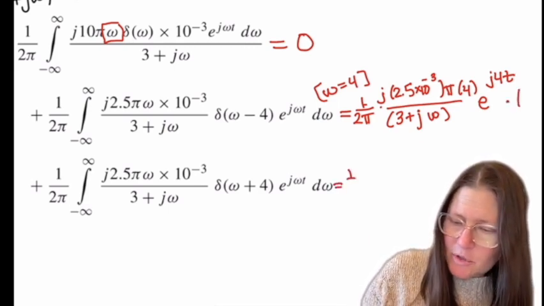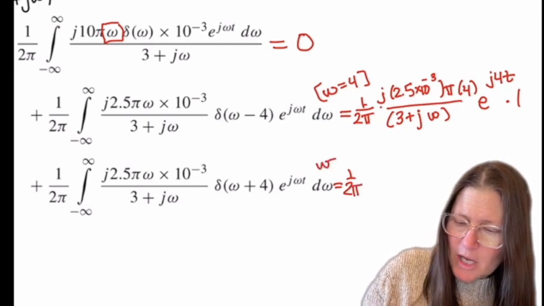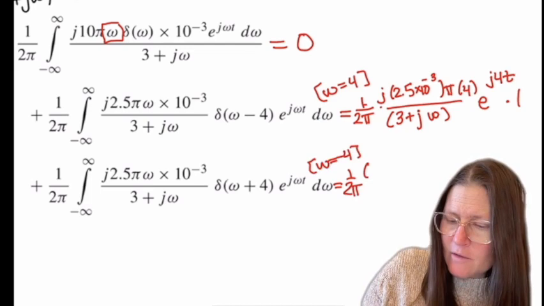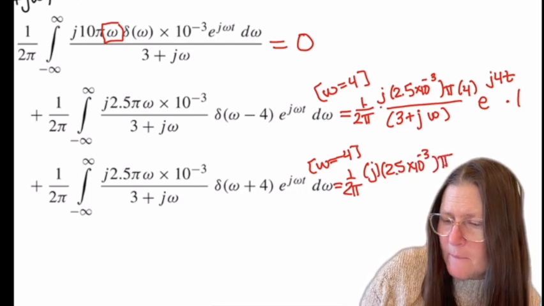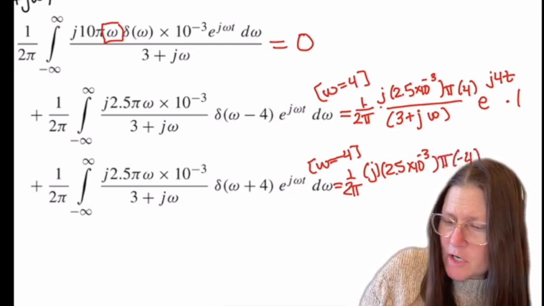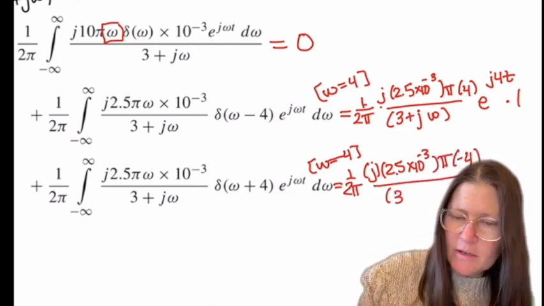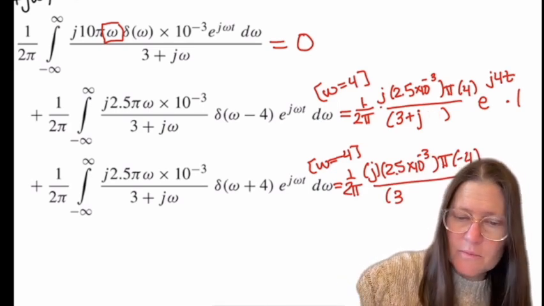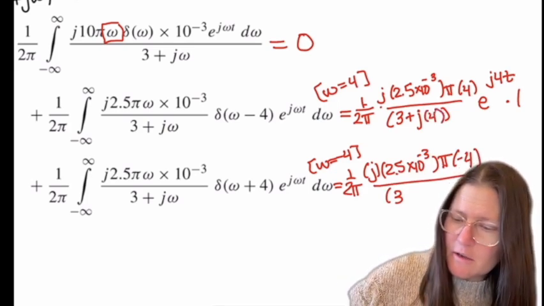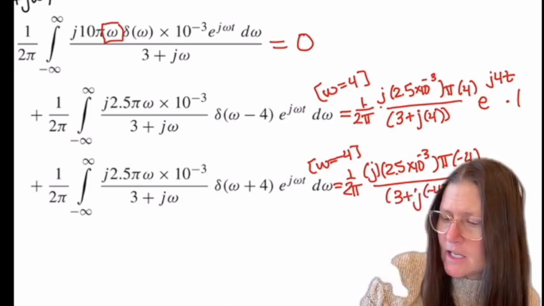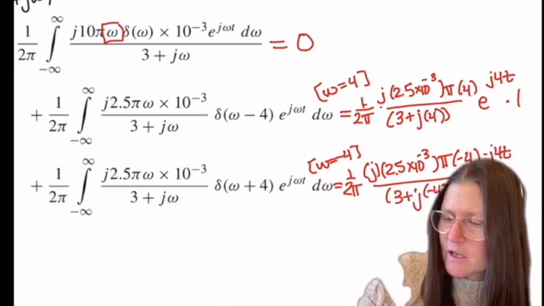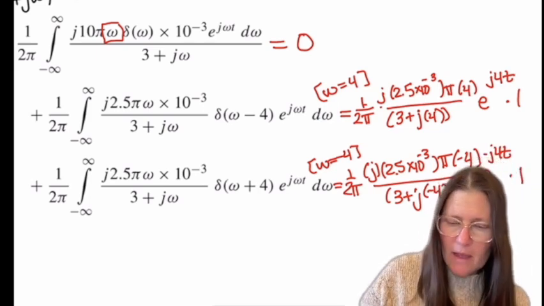And then similarly, here we're going to do omega equals minus 4. And so we have j 2.5 times 10 to the minus 3 pi times a minus 4 all over 3. Sorry, I forgot to write that, which should be a 4 here. And then plus j a minus 4, and then e to the j minus 4t, again times 1.